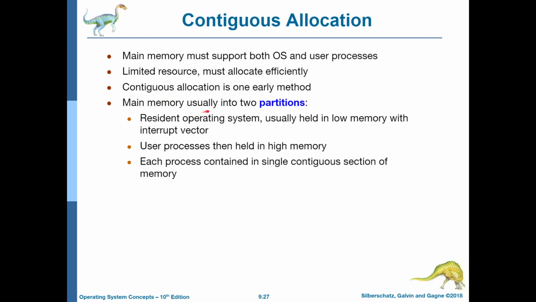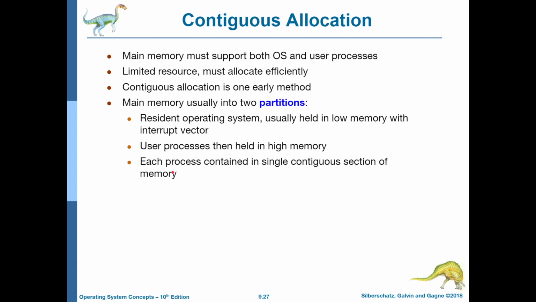Main memory is usually found in two partitions. One partition will hold the operating system, and this is usually in low memory, where we'll also find the interrupt vector. So the operating system is loaded near the interrupt vector in low memory. The other partitions are user processes, and those are kept in high memory.